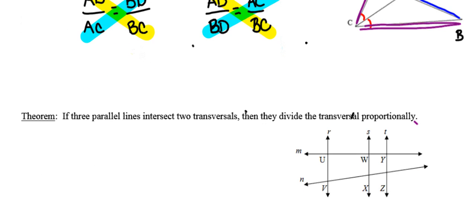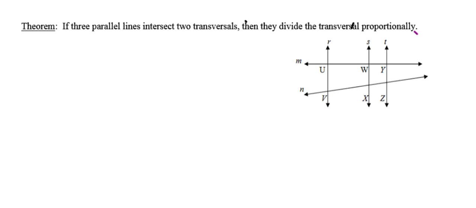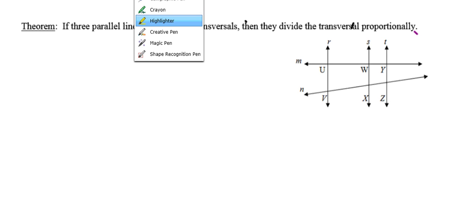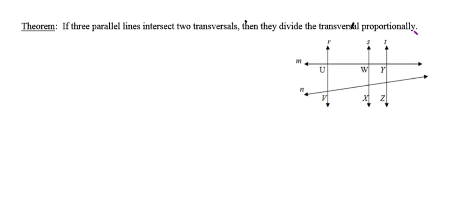All right, and then the last one, the third one, has to do with parallel lines once again. So it talks about three parallel lines intersecting two transversals. So in this picture, our three parallel lines are line R, line S, and line T, and I'm going to go ahead and mark those as parallel. Our two transversals in this particular case are going to be transversal M and transversal N.